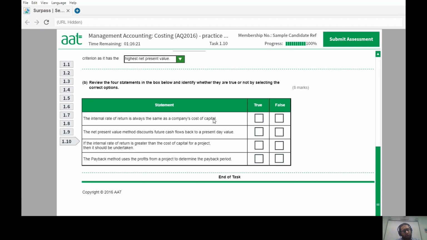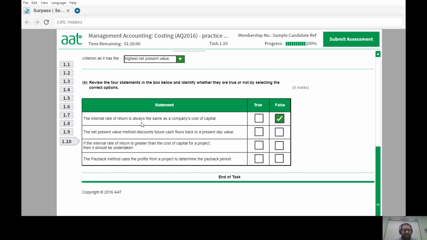But if it's going to be equal or lower, you will choose not to do it, because your cost of capital is not going to be subsidized by a lower IRR. IRR needs to be higher. Therefore, it's not always the same, so it's going to be false. Again, look at the word "always". When it says always, you can ignore that answer as an incorrect answer.